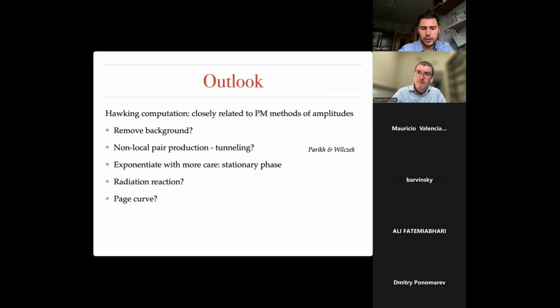Okay, I'll start with a slightly naive question. So we speak about radiation reaction. Can we compute the possible Bremsstrahlung, the deceleration radiation, using these methods?